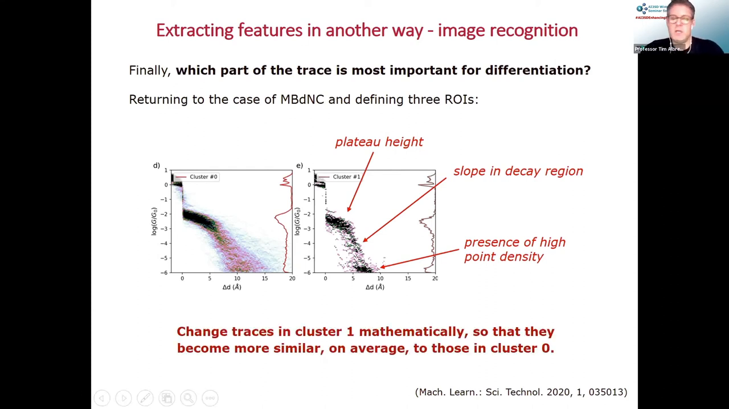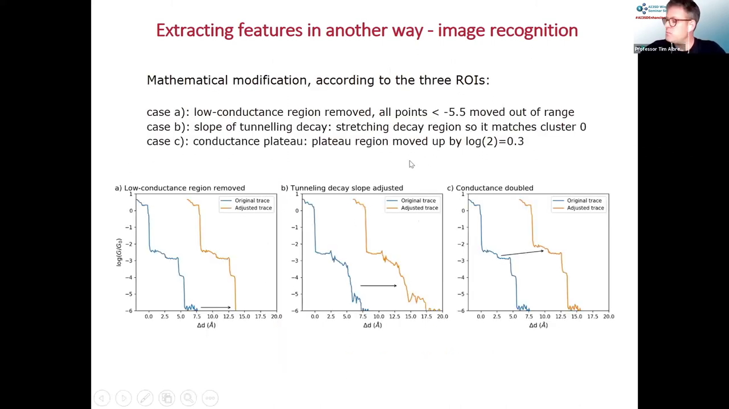And then what we've done with the data is we've changed traces in cluster one mathematically so that they become more similar on average to those in cluster zero. Okay, and this is specifically what's happening in case A. We've just removed the low conductance region by moving all points below minus 5.5 out of range. This looks like this, okay? So we move from here to here. The second case, case B, is where the slope of the tunneling decay is changed by stretching that particular decay region, so it on average matches the one in cluster zero. So that's the case here. You can see here the orange trace.